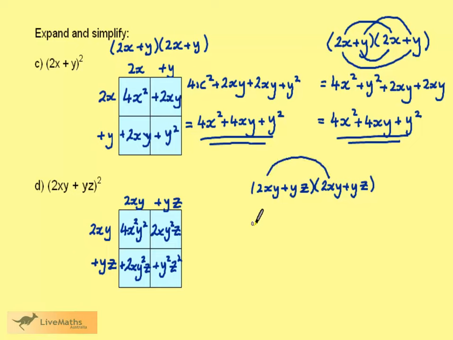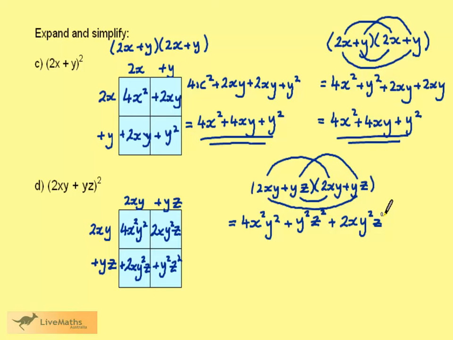Using the smiley face method, this gives us 4x squared y squared. This gives us plus y squared z squared. This gives us 2x. The y times y gives us y squared, and then the z. We get the same from here. So we have another 2x, y squared, z. Tidying up, we have 4x squared, y squareds. We then have 4x, y squared, z's. And finally, we have a y squared, z squared.